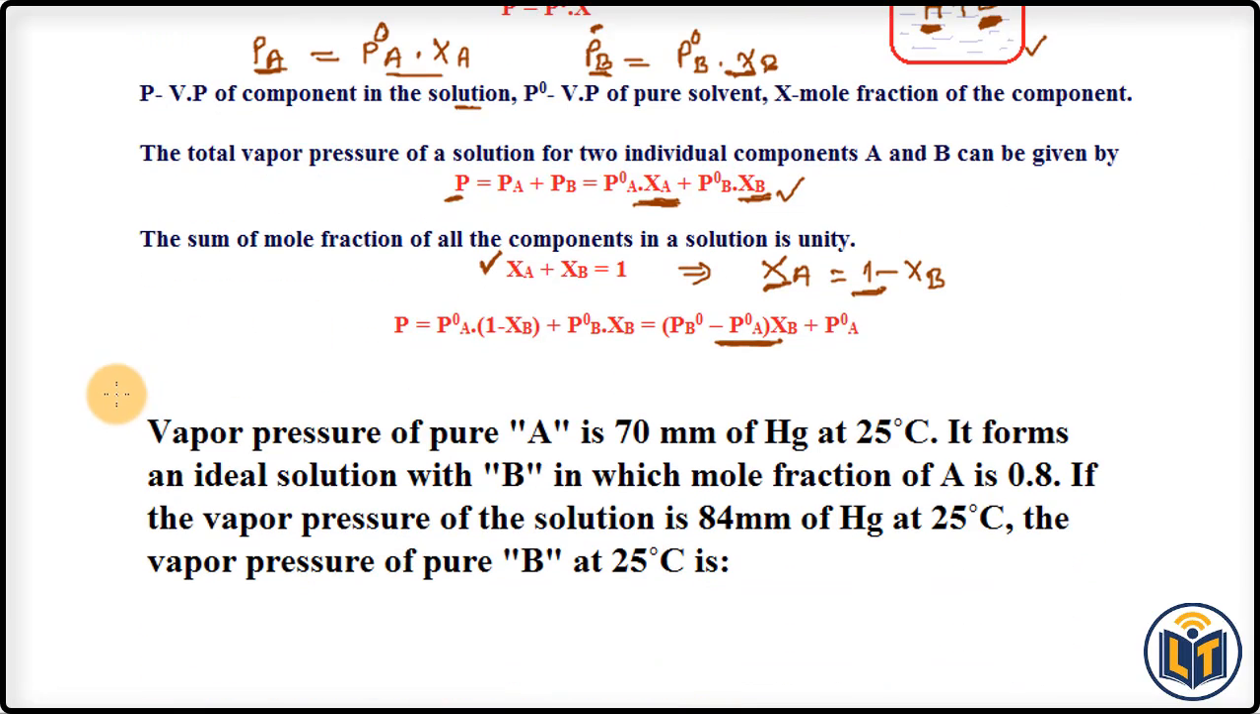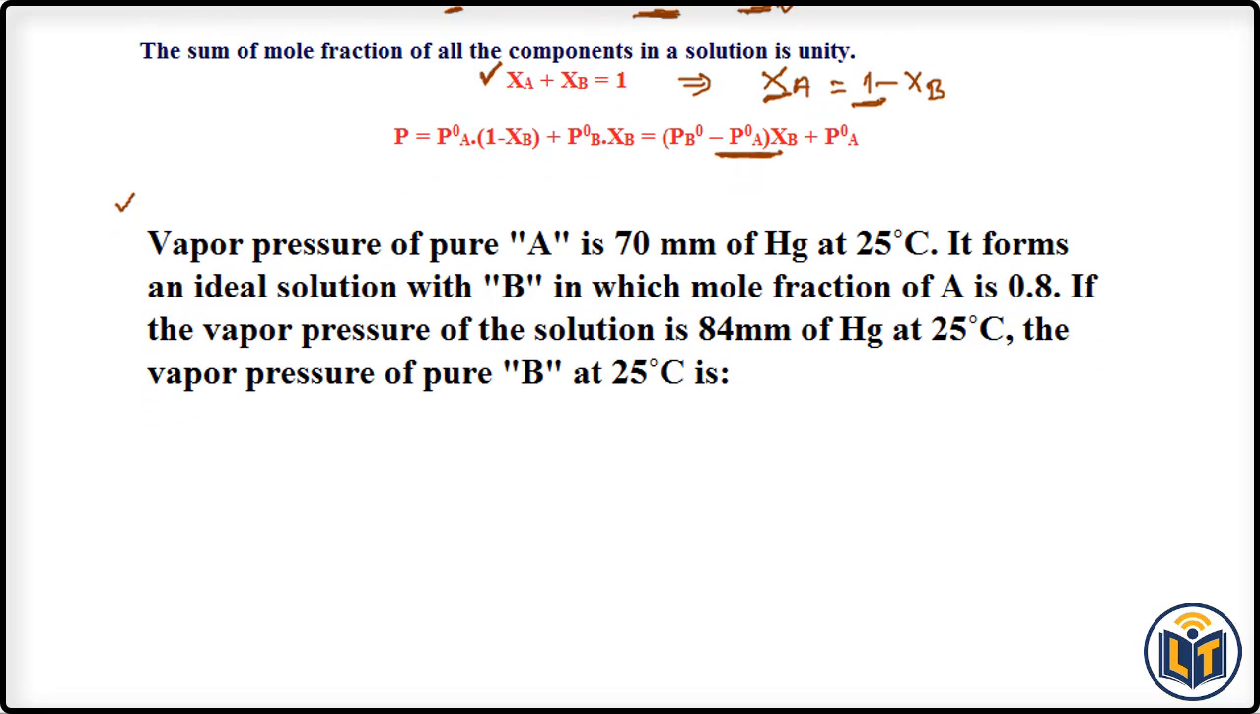Now this is a problem given here, and in this problem I will show you how you can calculate the vapor pressure of a pure component in a solution. The problem says that the vapor pressure of pure component A is 70 mm of Hg at 25 degrees C. It is a pure component, means it is not in the solution, it is not in mixtures. So therefore we get the P naught A information. This is the data we get from this information. It forms an ideal solution with another component in which the mole fraction of component A is 0.8.